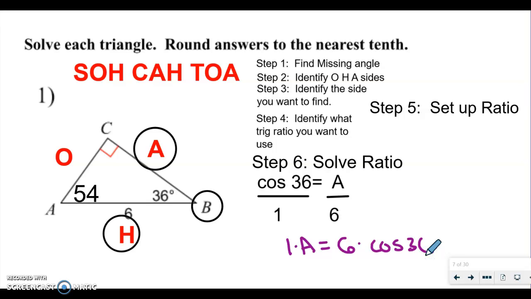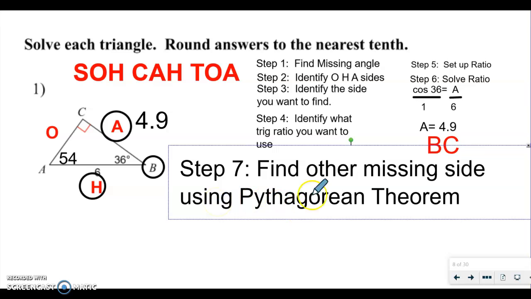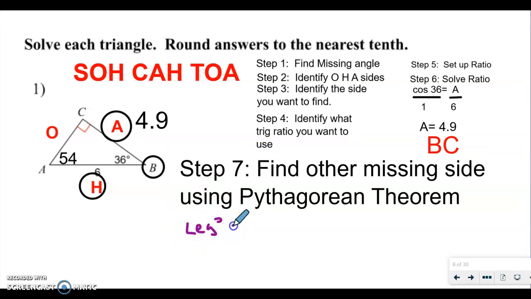You can use the Desmos calculator if you want to, or your own calculator, but 6 times the cosine of 36 is 4.9. So we get the A to be 4.9. Okay, so after we do that, that 4.9 corresponds to BC, which is this length right here. Now we want to find the other side that we do not know by using the Pythagorean theorem. If you remember, it's leg squared plus leg squared equals hypotenuse squared.